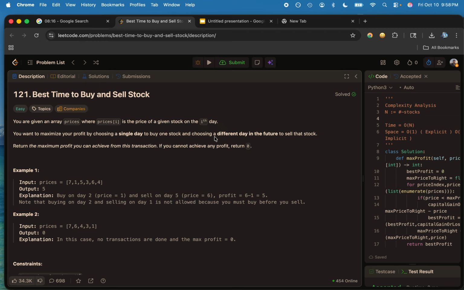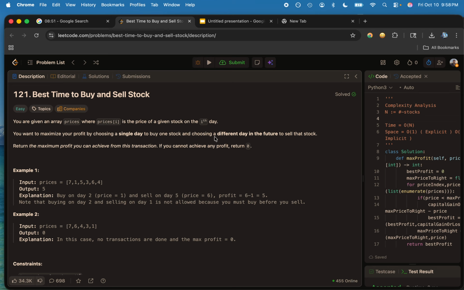We're given an array of prices where prices[i] is the price of a given stock on the ith day. Our goal is to maximize the profit generated by choosing a single day to buy one share of the stock and choosing a different day in the future, that is a day later than the day of purchase, to sell that share of stock. And we want to return the maximum profit achievable from this transaction, otherwise we return 0.